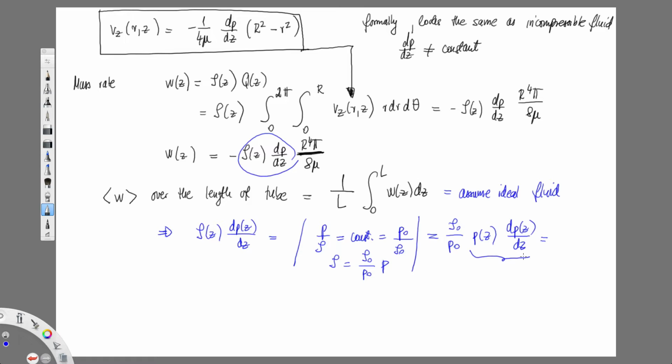What can I recognize here? I'm trying to integrate. Is this the differential of anything? Square, right here. P squared, right? Divided by 2. So this is equal to rho 0 over p0 d dz of p of z squared times 1/2.